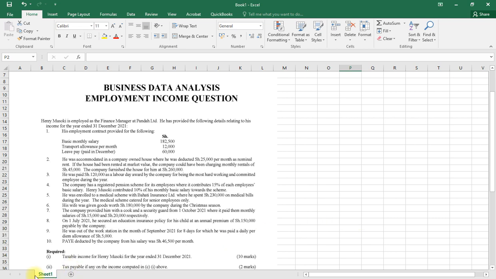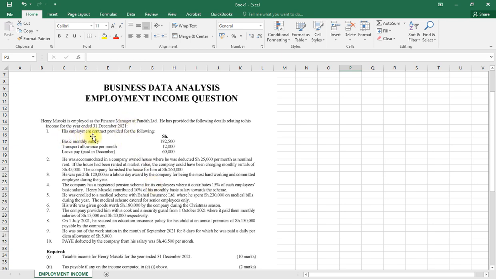So first things first, I will rename my worksheet to be employment income. That is my employment income. And I'll read through. Henry Musyoki is employed as a finance manager at Panda Limited. He has provided the following details relating to his income for the year ended 31st December 2021.